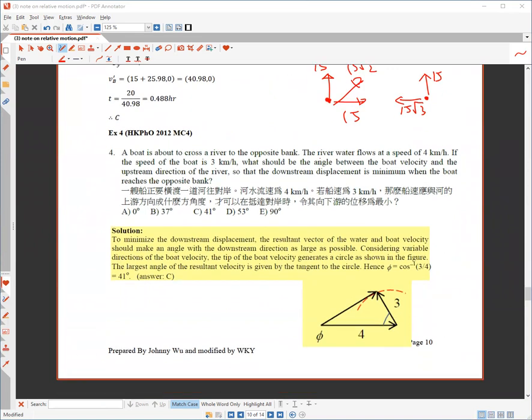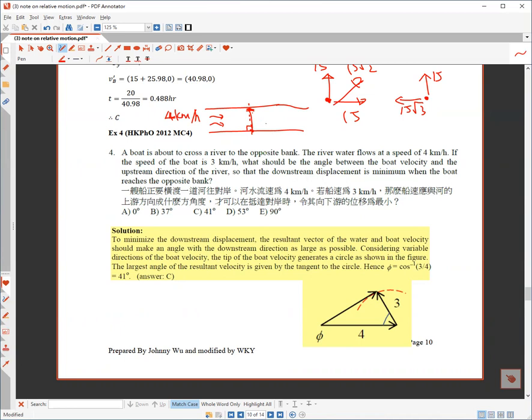I'm not sure if you understand the question or not. So there's a river. The water flows at the speed of 4 kilometers per hour, and then the ship wants to travel. If it can travel vertically, okay, vertically, then the downstream displacement will be zero.